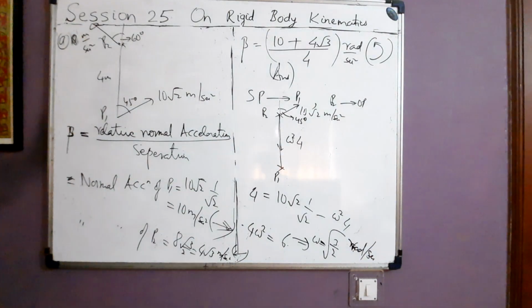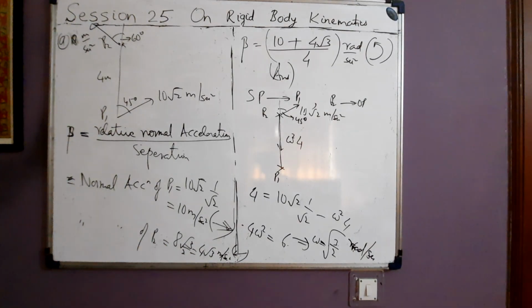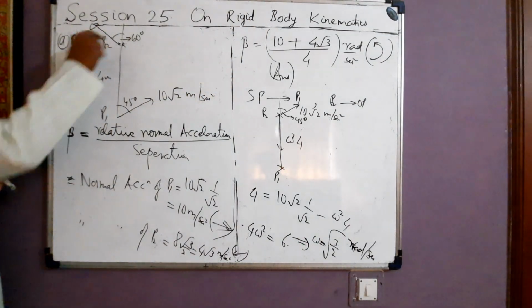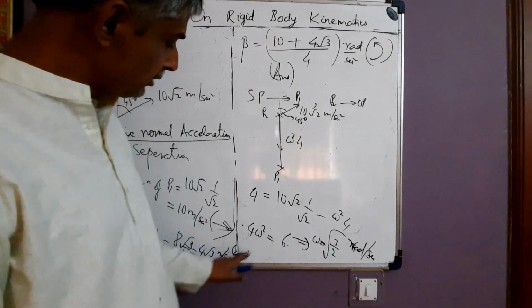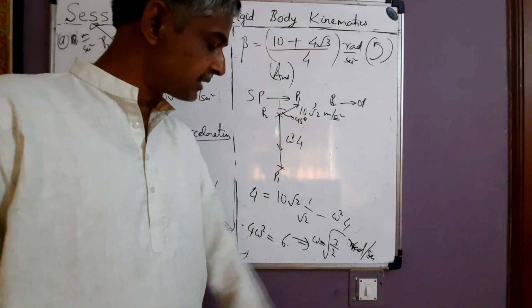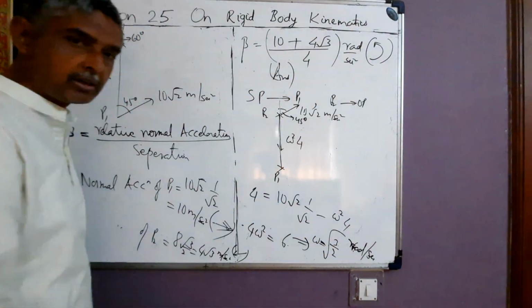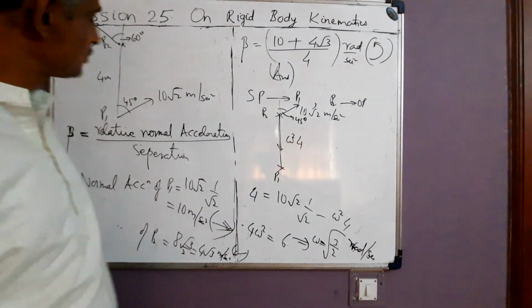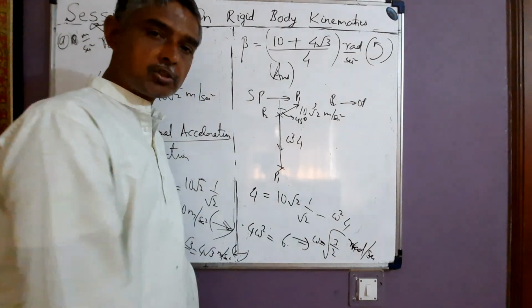This is going to be the value of omega. Root over 3 by 2 radian per second is the required value of omega. But we cannot tell anything regarding the sense of omega, because nothing has been said regarding the velocities of P1 and P2. For that we would have to know the velocities of P1 and P2. We can only say that its magnitude is root under 6 by 4, root under 3 by 2 radian per second.